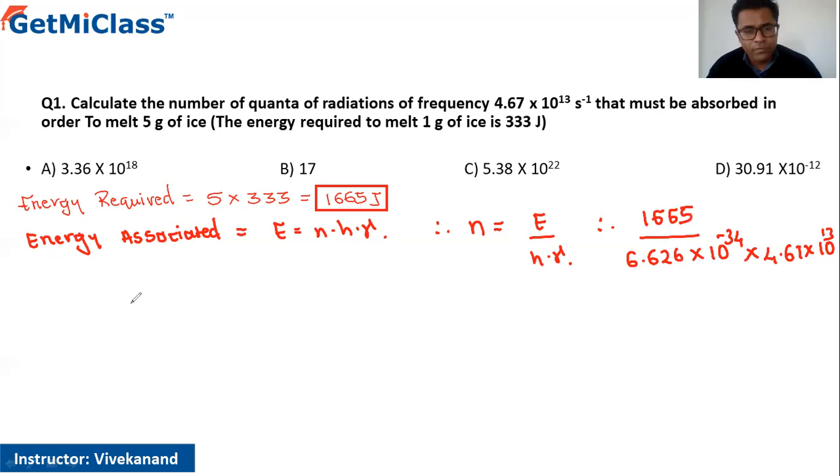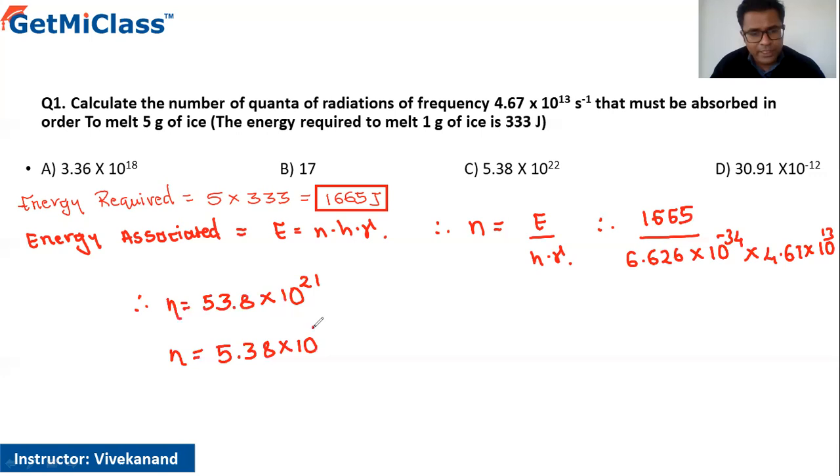Right? So therefore, when we try to calculate this value, n is equal to, when we solve this entire scenario, we would get a value nearby 53.8. Okay, so it will give us 53.8 into 10 raised to 21. If we shift the decimal point to the left side, it will come to 5.38 into 10 raised to 22. So therefore, our option over here is option C.